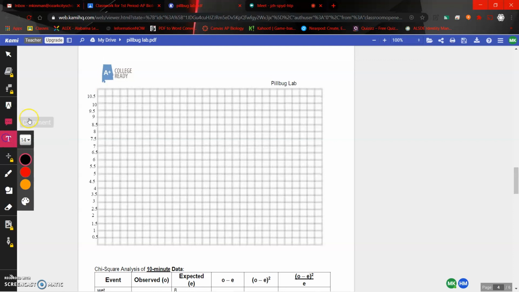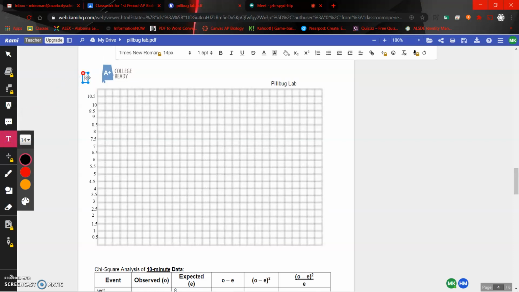Okay, so next we need to label our y-axis, and we think for a second, what should our label for our y-axis be? We're graphing the means. This is going to represent the mean average number of pill bugs per wet and dry. So we're going to put mean number of pill bugs. I'm going to do this here, just like that. Mean number of pill bugs. Kind of hard, there's not a lot of room there to do that.